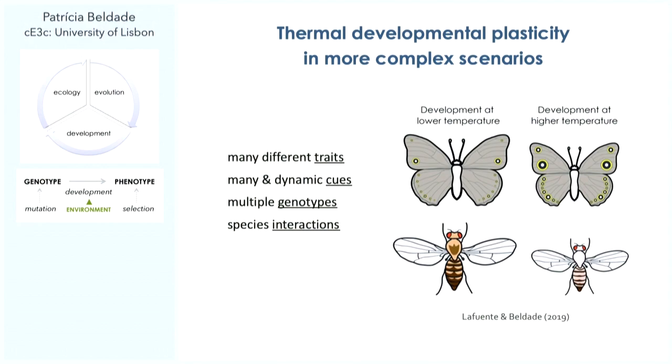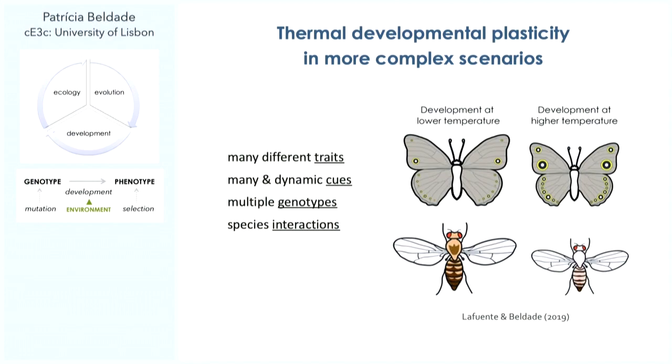You'll have temperature, but at the same time, you might have photoperiod, humidity. So what happens when you have multiple cues? Do they interact? Are they redundant with each other? Do they synergize? Are they just additive? Natural populations also have gazillions of genotypes, and we know that not all genotypes are going to do the same in relation to environmental conditions.